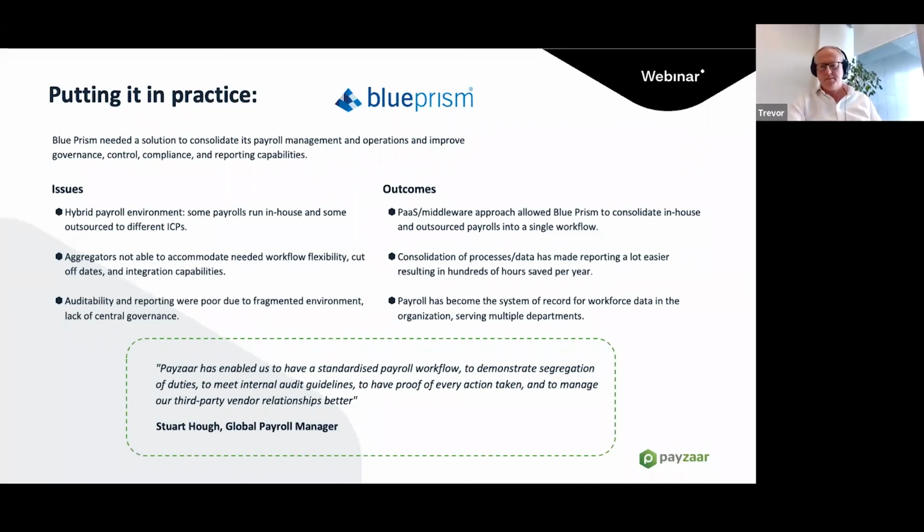But our whole philosophy, and the platform, is designed in such a way that it's entirely self-serviceable for the customer organization.